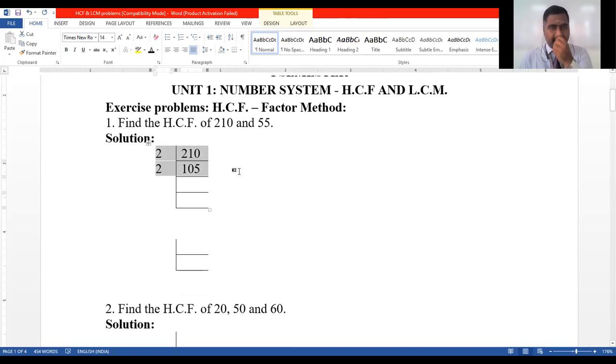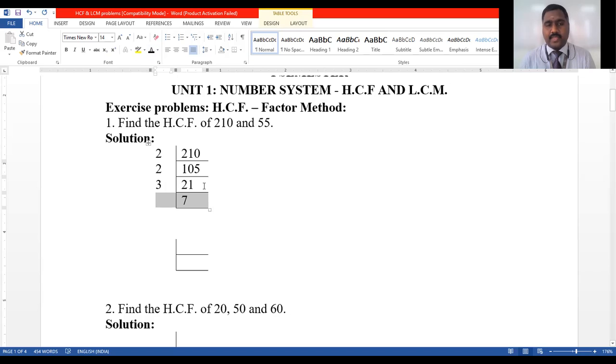210, if you divide 210 by 2, you will get 105, and again 105 can be divided by 2, and you will get 21. Again 21 cannot be divided by 2. So what is the next prime number? 3. So take 3, and if you divide 21 by 3, you will get 7. That means it's completed. So 7 into 3, 21.